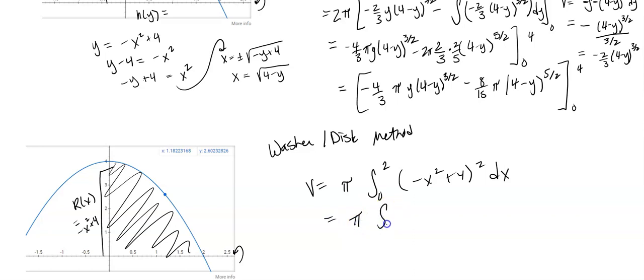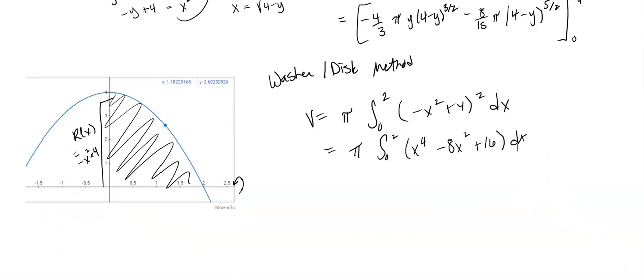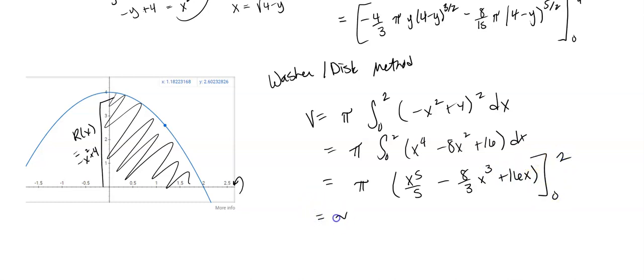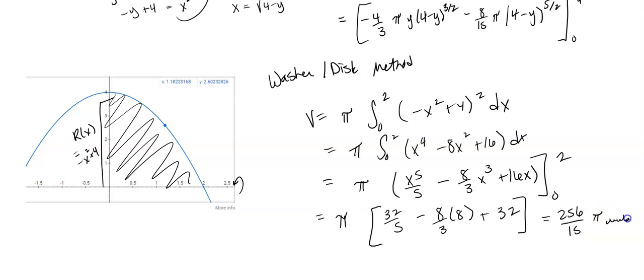which gives me pi times the integral from 0 to 2 of, if I FOIL this out, x to the 4th minus 8x squared plus 16 dx, which is pi times x to the 5th over 5 minus 8/3 x cubed plus 16x, all the way from 0 to 2. Or we get 32/5 minus 8/3 times 8 plus 32, all minus 0. And when you add those together, you get 256 over 15 pi cubic units.